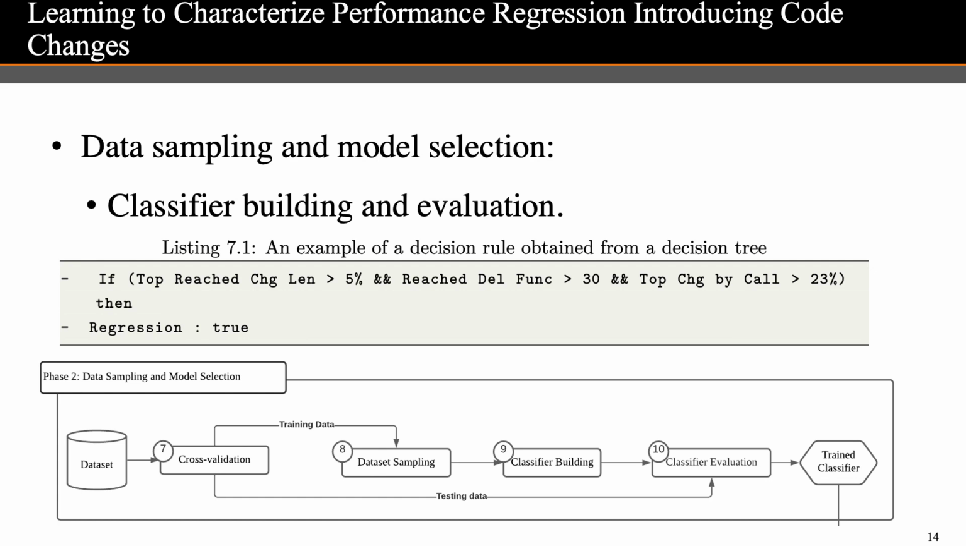The detection model is represented as a rule. The listing over here is an example of generated detection rule. We can see here that the representation can help developers better understand and analyze the performance of this classifier model because it is easy to read and easy to understand.